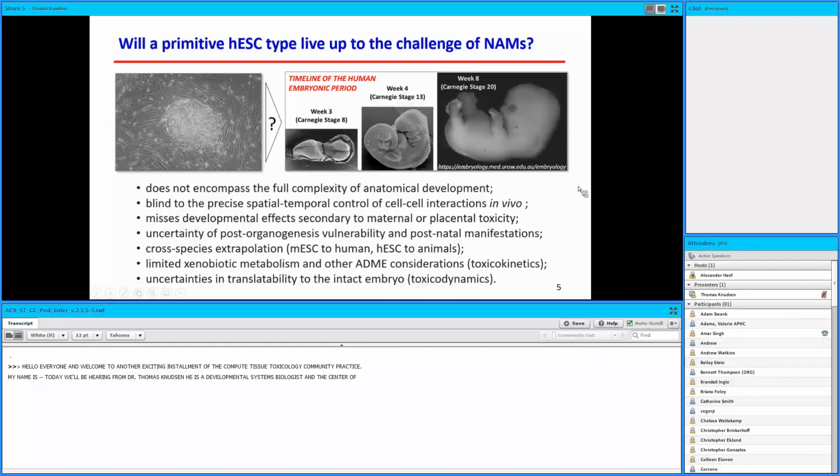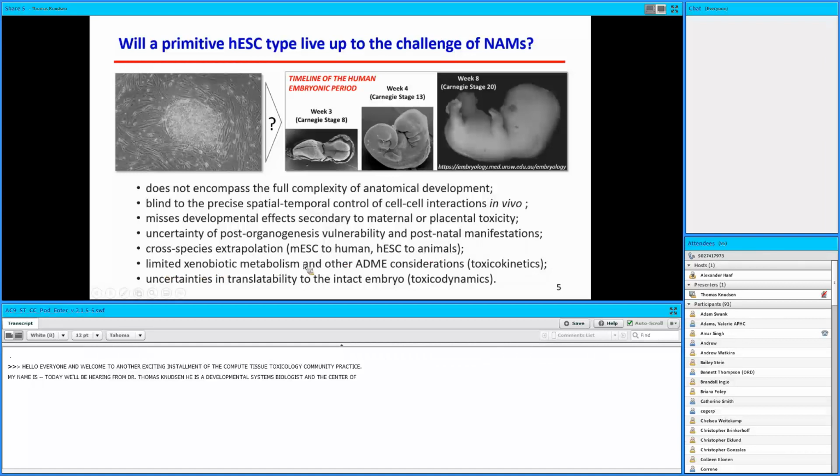So what happens when things are occurring later than, say, the 8th week in a human or the 15th day in a mouse or rat? Cross-species extrapolation is important. Most of the work that's been done with embryonic stem cells and toxicity testing has been done in mouse systems, mouse embryonic stem cell lines. And so we need to be able to extrapolate that data to the human situation. And if we're using human embryonic stem cell lines, we obviously want to extrapolate that to animal effects.